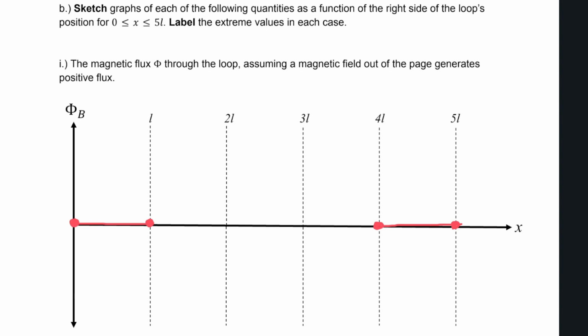And then I also know that the loop is fully immersed in the magnetic field at 2L, and it continues until 3L. And at that point, there's no flux change in the loop, so it has some sort of maximum value.